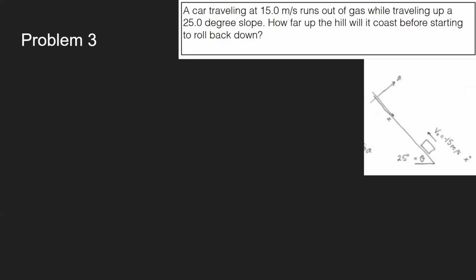All right. Let's do this one. A car is traveling 15 meters per second and it runs out of gas while traveling up a 25-degree slope. How far up the hill will it coast before starting to roll back down? So the question is asking, what is the distance as it's coasting? How far up indicates distance.